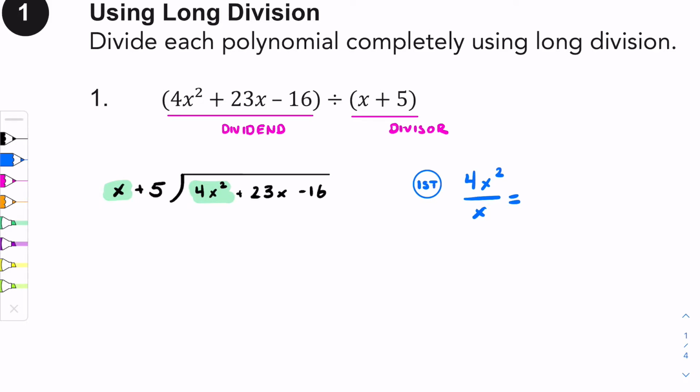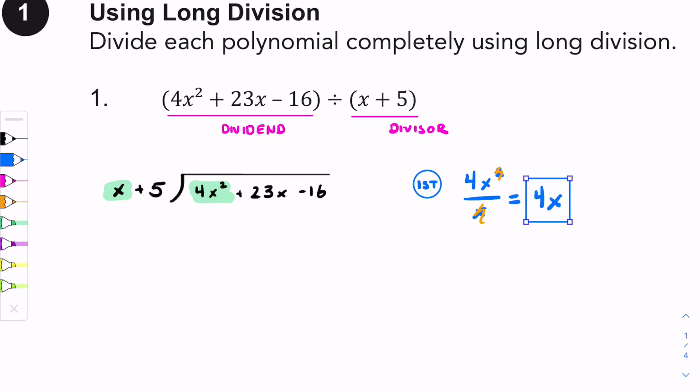So this should be a simple problem. You should be able to do it in your head, but I just write it off to the side so we can talk about what we're doing. If we eliminate common factors, we can eliminate one value of x in both the numerator and the denominator, leaving us with 4x. 4x is going to be the first term of your quotient.